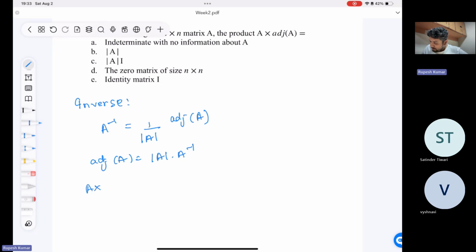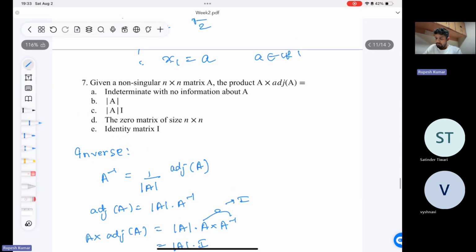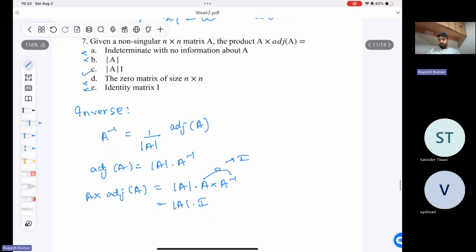Now what is the value of A into adjugate of A? This is essentially determinant of A into A multiplied by A inverse. And we all know that A into A inverse is the identity matrix, right? So you would get determinant of A into the identity matrix. So option C is correct, right? Option C is correct. Is this clear, everyone? Do you have any doubts?